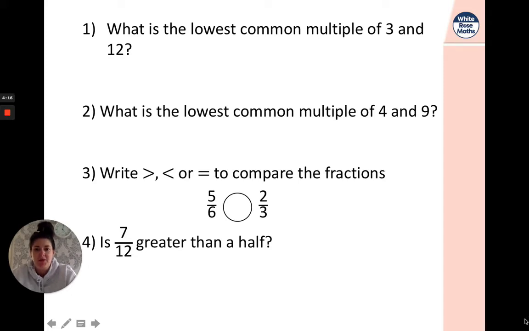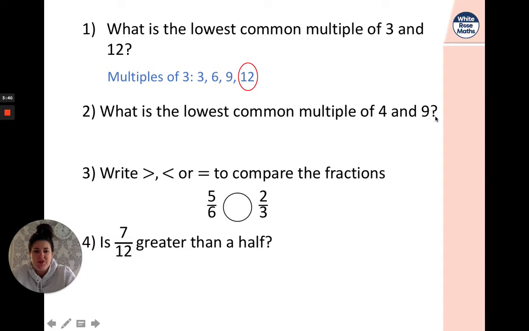Okay, let's see how you got on then. Question number 1 says, what is the lowest common multiple of 3 and 12? So I'm going to look at the multiples of 3. They are 3, 6, 9 and 12. I don't need to write out the multiples of 12 because I know 12 is a multiple of 12. It's the first multiple of 12 and it's also a multiple of 3. So the first common multiple of 3 and 12 is 12.